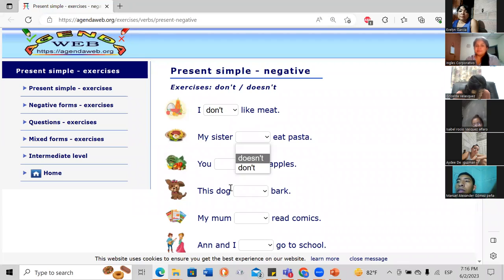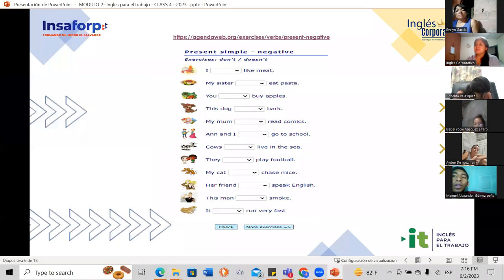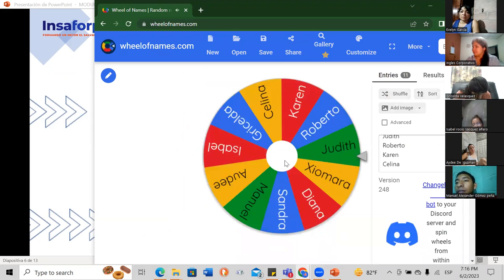Okay. Creo que no está, solo se conectó. Si tiene problemas con el audio, escríbame un mensaje, please. Porque no voy a saber yo si solo se conectó o tiene problemas con el audio. Okay. Let me see who else will participate.